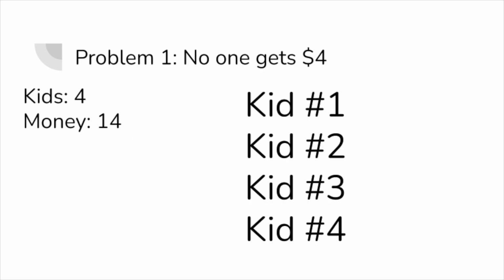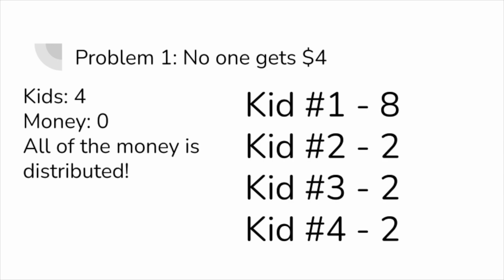First up, we're told that no kid can have exactly $4. We store the remaining amount of money we have in a variable called remainder, but we need to make sure we understand what it means. Let's say, for example, we had 4 kids, and we start with $14. After giving out $8 to the first person, and $1 each to the remaining 3 kids, we're left with $3. In this case, we can just distribute that $3 among the other kids to ensure that no one gets exactly $4.